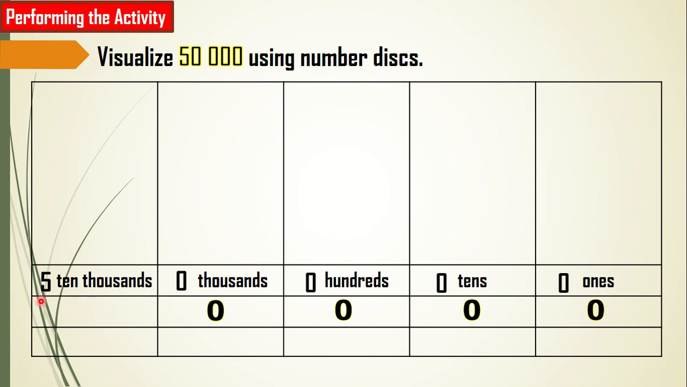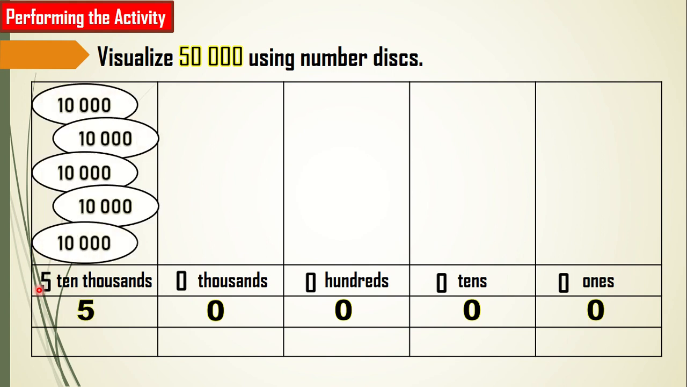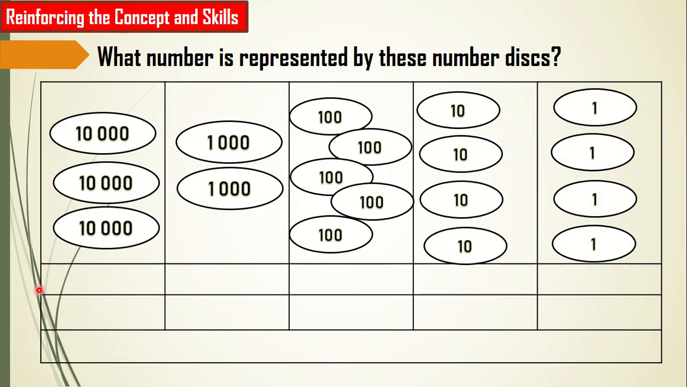How many 10,000 discs do we need? We need 5 10,000 discs. 5 10,000s is equal to 50,000. Let's try another activity to reinforce your skills in visualizing numbers. This time, you are going to tell what number is represented by the number discs.